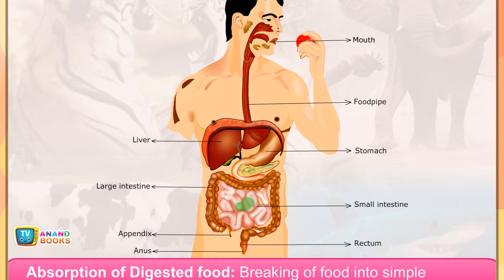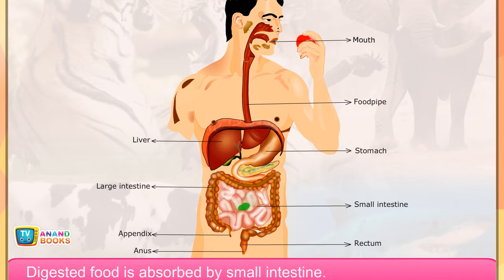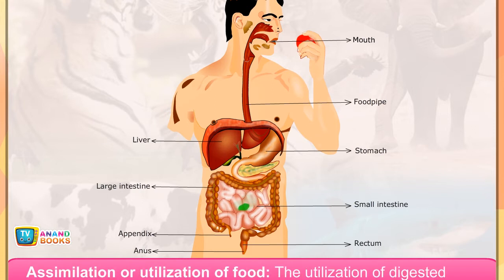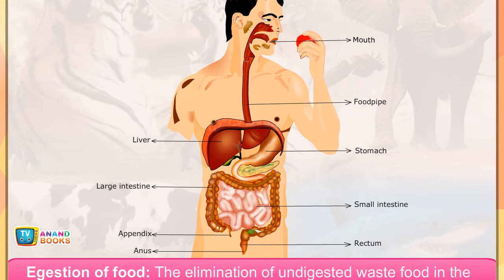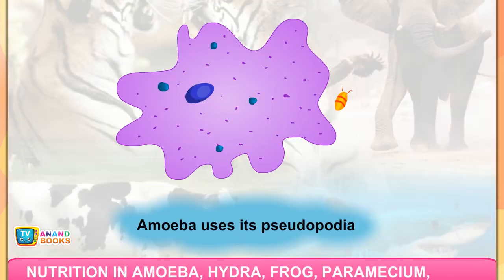Absorption of digested food. Breaking of food into simpler substances is called digestion. Digested food is absorbed by small intestine. Assimilation or utilization of food. The utilization of digested absorbed food is called assimilation. Ejection of food. The elimination of undigested waste food in the form of feces is called ejection.